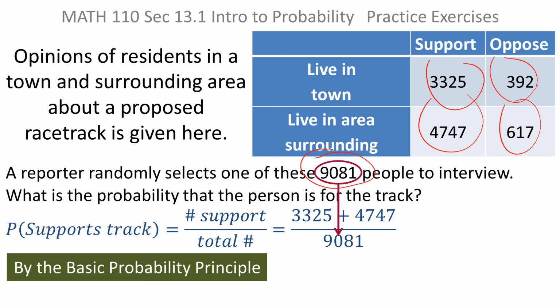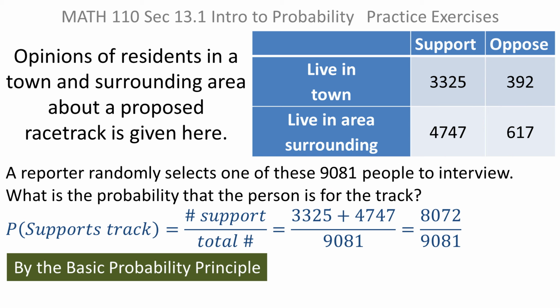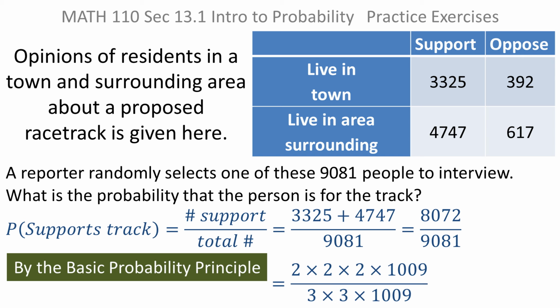So that's the denominator of the calculation, and 3,325 plus 4,747 is 8,072, so you end up with 8,072 over 9,081. We're back to the same thing as before. They did not ask us to give it as a decimal, so that means they want it to be a fraction that's completely reduced.